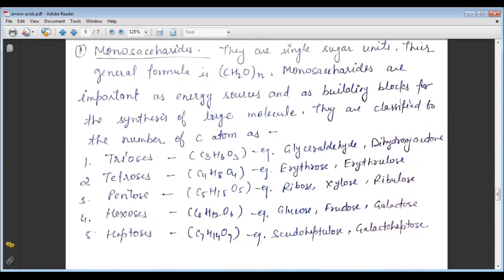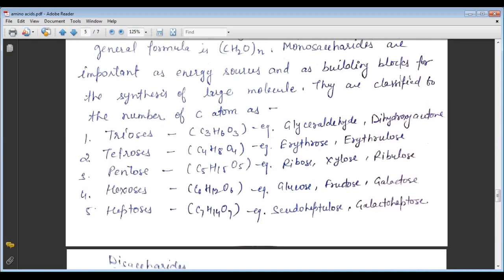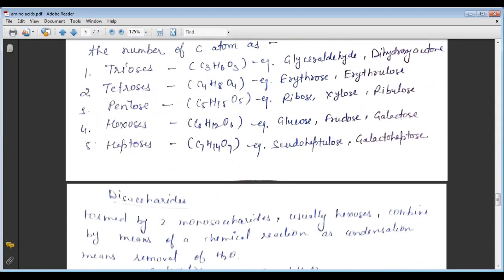I repeat again the classification of monosaccharides on the basis of the number of carbon atoms. First, it depends upon the number of carbon atoms. If the carbon atoms are 3, it is triose. Number of carbon atoms 4, it is tetrose. Number of carbon atoms is 5, pentose. Carbon is 6, then hexose, and carbon is 7, so it is heptose.